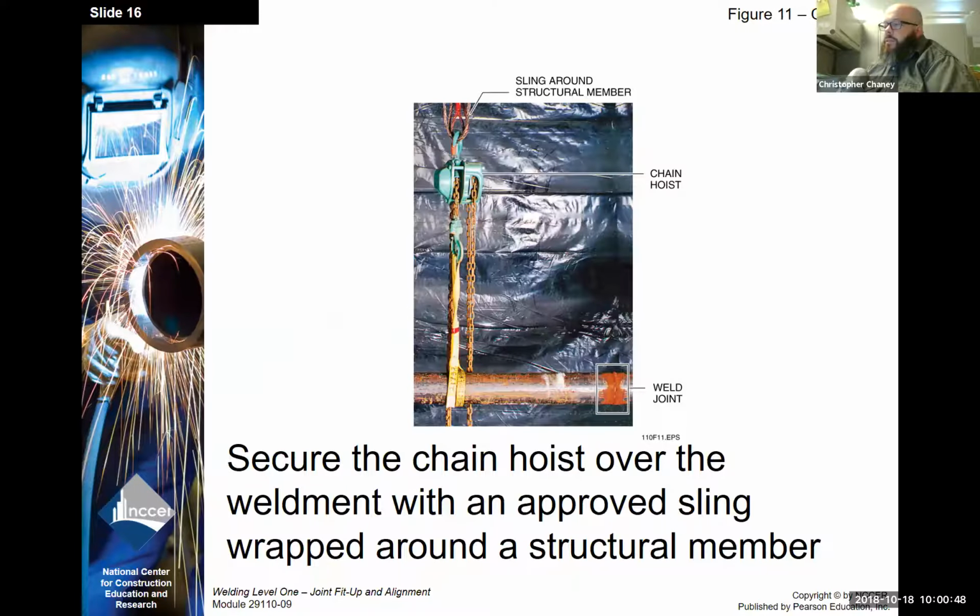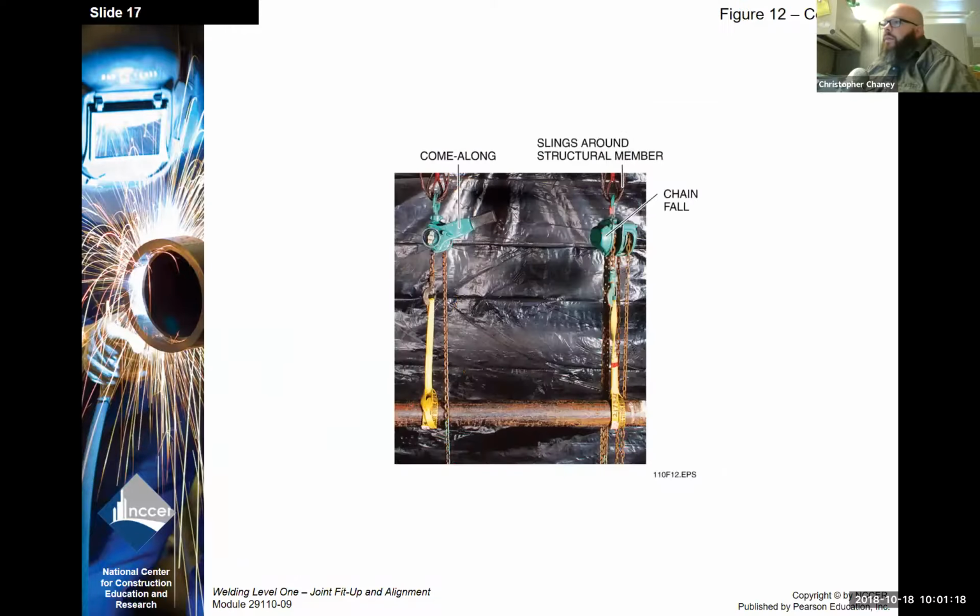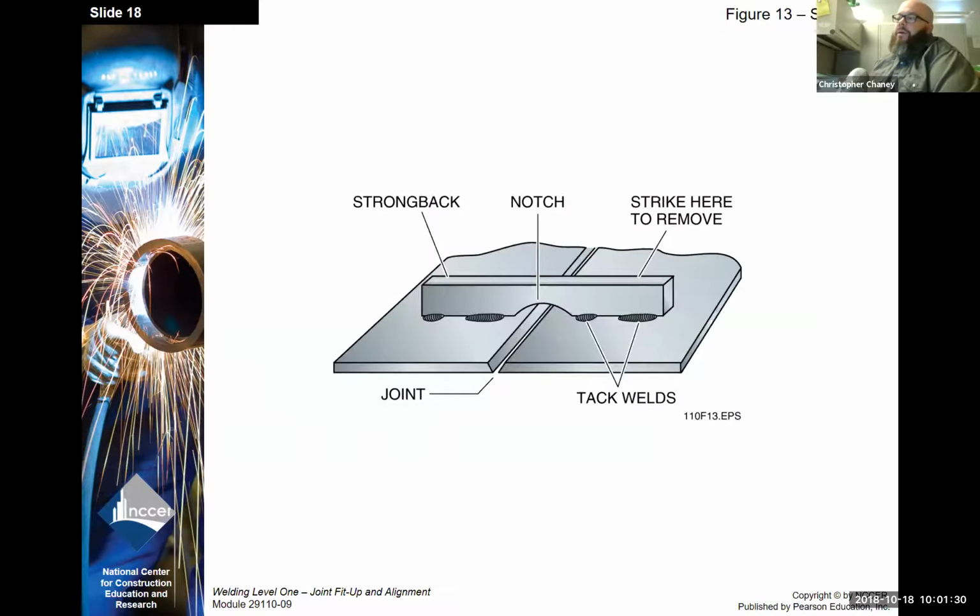Okay, chain hoist. Secure the chain hoist over the weldment with an appropriate sling wrapped around a structural member. As we see in the illustration, they're using a wire rope sling to support the hoist, and then it looks like a nylon sling is being used to lift the weldment to align it and get the weld joint into place. All right, here's a couple different styles. We have a come along and a chain fall, which I have both of in the shop, we can look at.